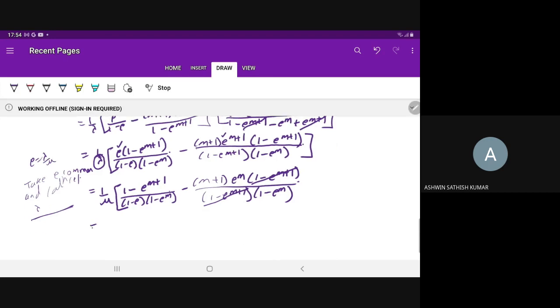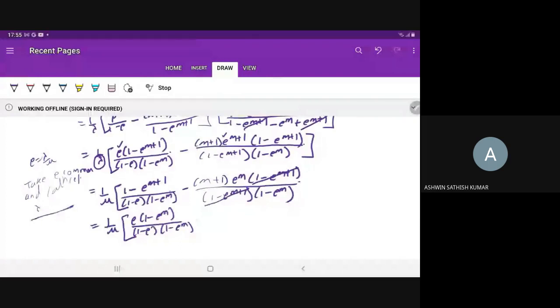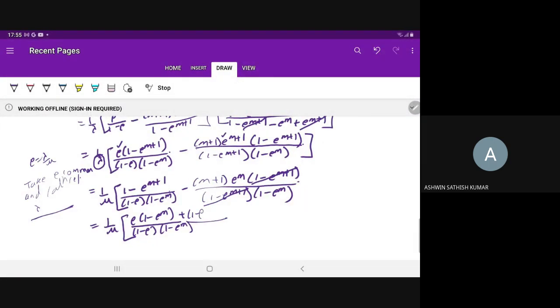So it will become, which can be written as 1 upon mu, rho into 1 minus rho to power m upon 1 minus rho into 1 minus rho to power m, plus 1 minus rho, so that this rho and rho cancel out, minus rho to power m upon 1 minus rho to power m, minus m rho to power m upon 1 minus rho to power m. Right? So we have separated all the things.